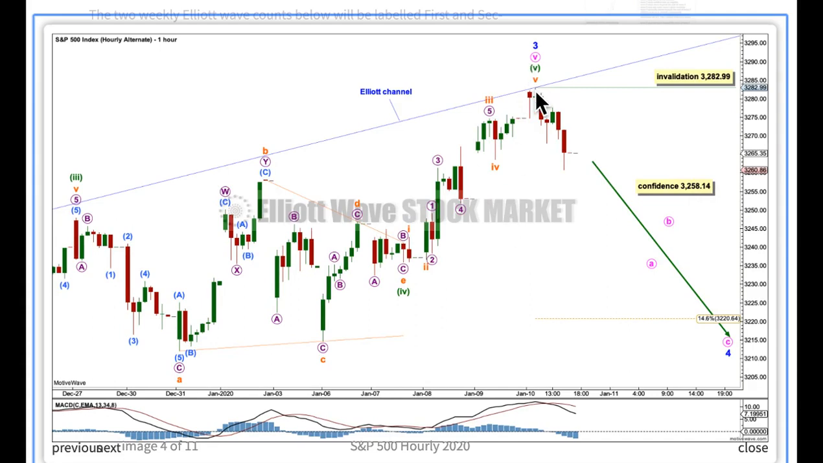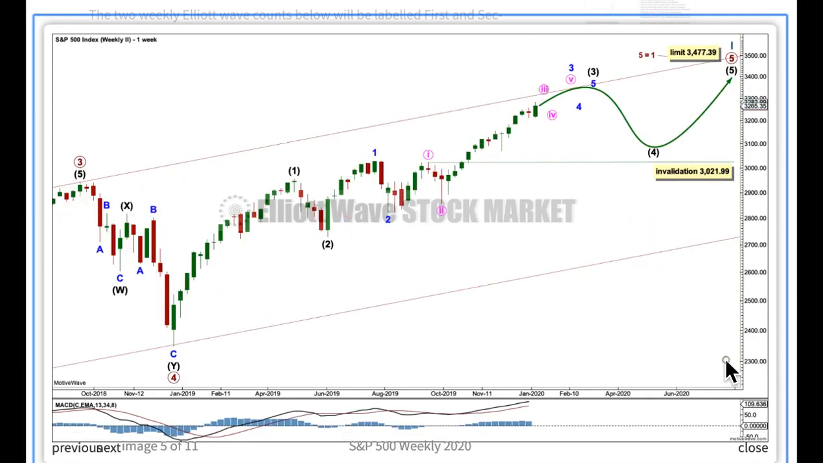At that stage, I will expect that the first of those three big consolidations or pullbacks or fourth waves has finally arrived, and I'll label it minor wave 4. I'll expect it to be relatively shallow and last about 2 weeks.